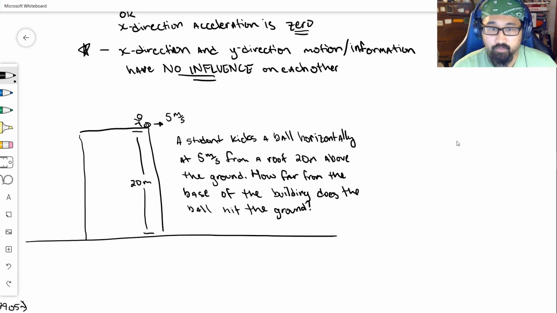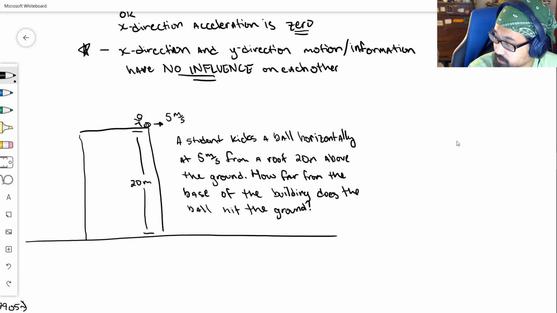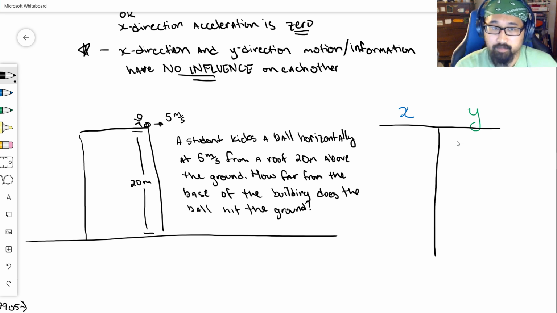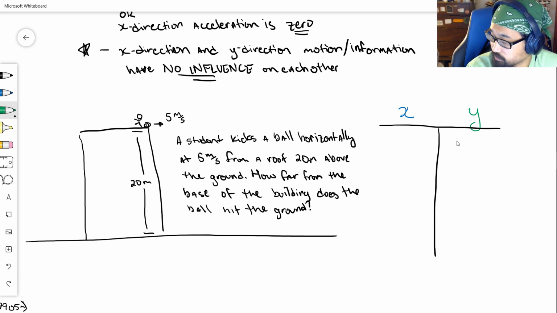Right? So, just as before, we're going to pull information out from the paragraph, from the words, but we have to be very careful to separate the information into information in the x direction and information in the y direction. And we need very much to keep those things separate.